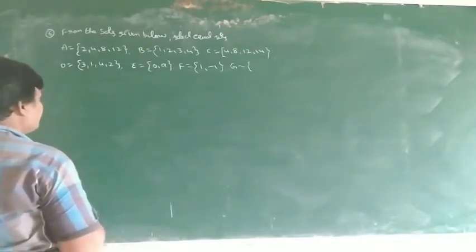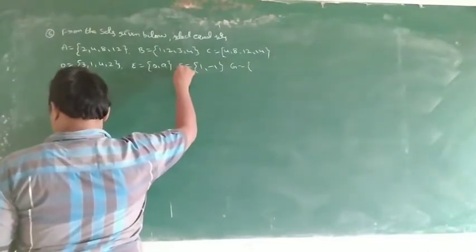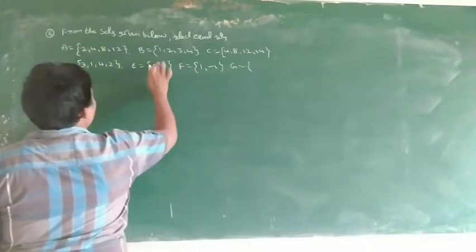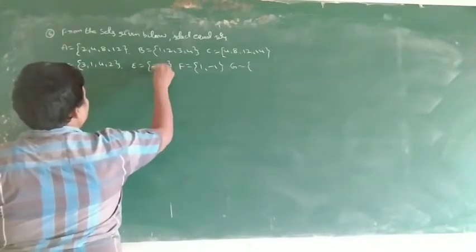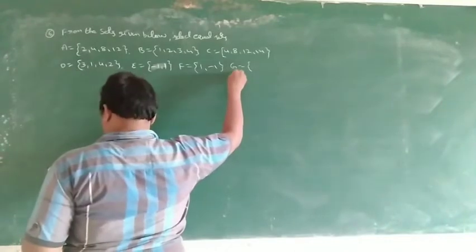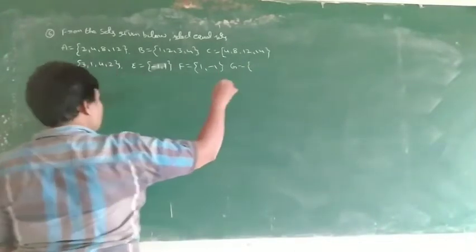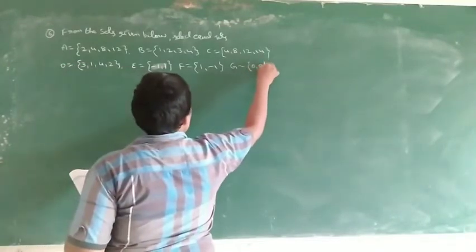E is equal to {minus 1, 1}. F, G is equal to {1, minus 1}. So {0, a}.